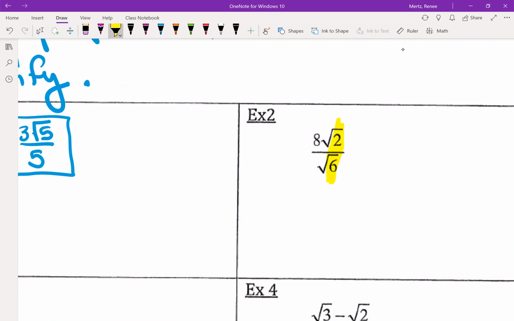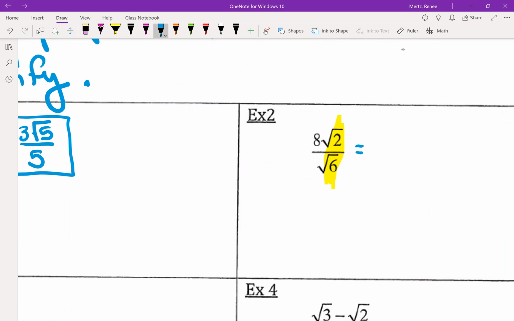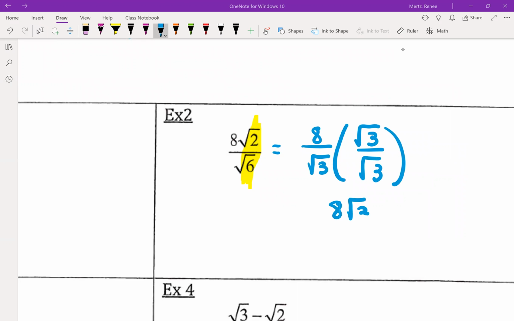I personally would reduce this expression first to make the math easier. So this is equal to 8 over the square root of 3. I'm going to multiply the top and the bottom by a radical 3 over a radical 3. So now my answer is going to become 8 radical 3 over 3.